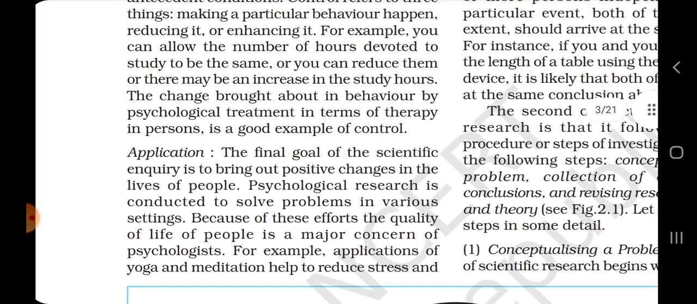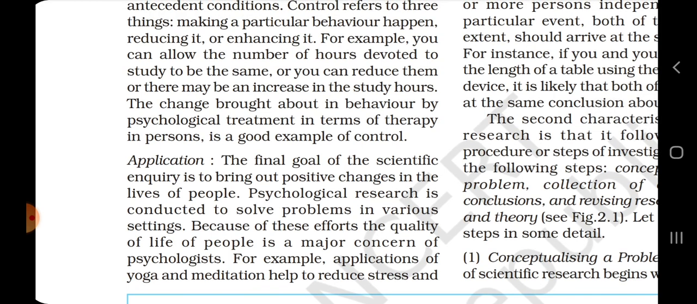By control, you can make a particular behavior happen, or you can enhance that particular behavior, or you can reduce that particular behavior. By control, how do you do it? By changing the antecedent conditions.